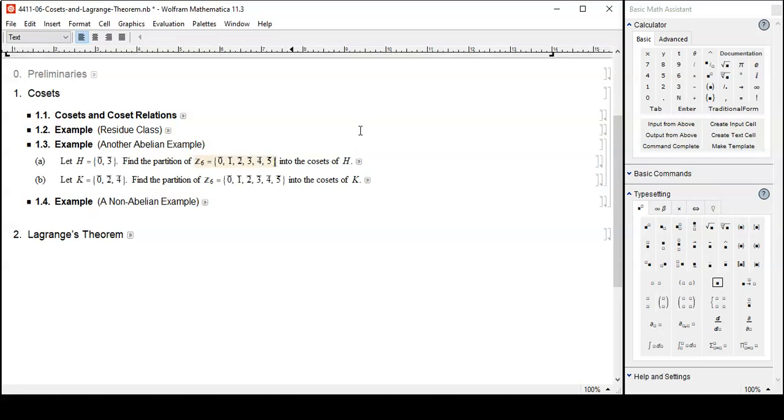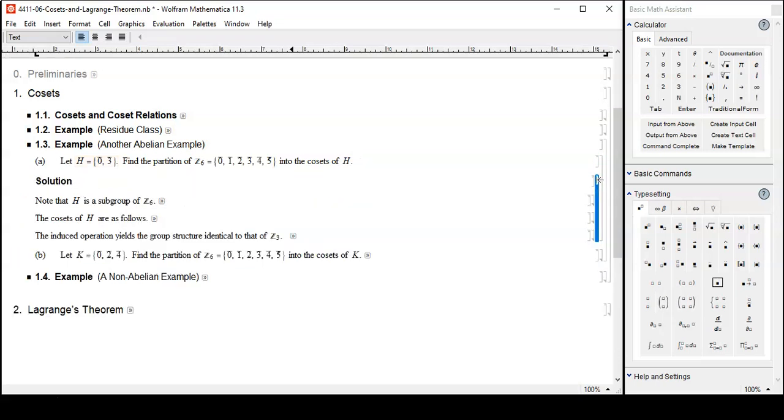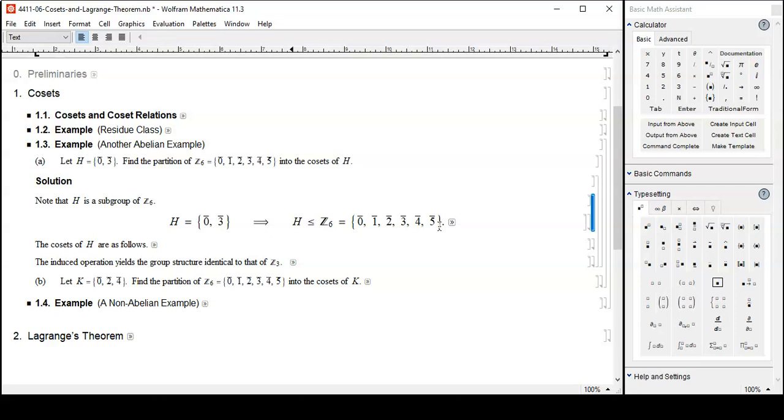Let's begin with Z6 and let H be a subgroup given by these two elements. And then let's find all the coset structure. First, we have to prove that this is actually a subgroup. Can you do that? You have to check three things. First, closed under the group operation. Second, the identity. Third, the inverse.